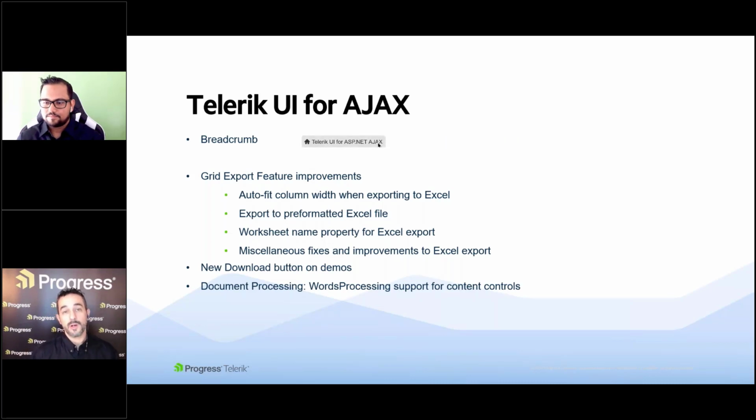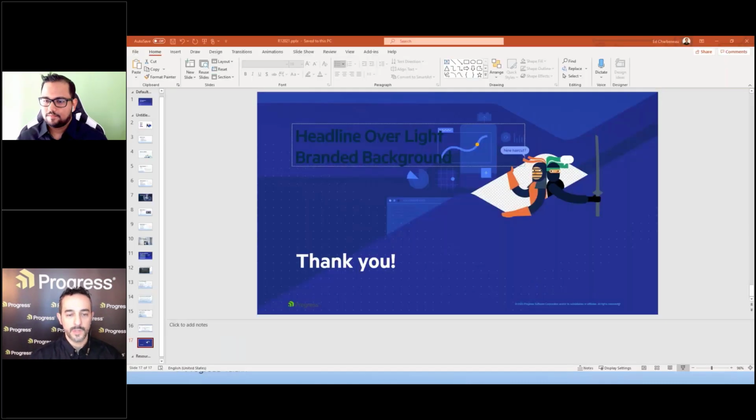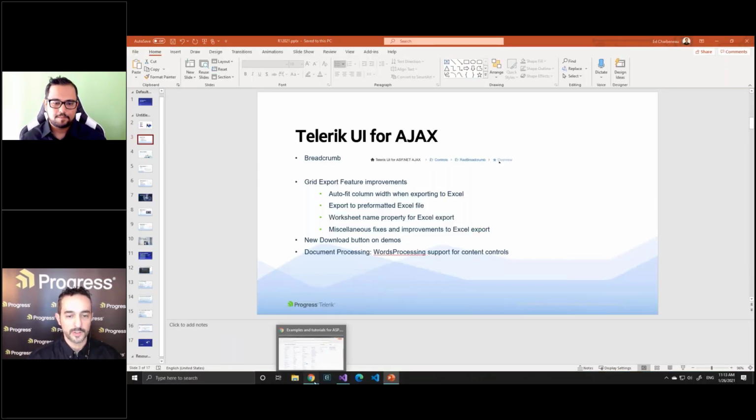And then on all of our products, Ajax included, we've updated our document processing libraries to support word processing. So in Word, there's content controls. These are UI components that are built into the Microsoft Word document format. If you see checkboxes and inputs and those types of things inside of Word, you can now manipulate those with the document processing library. This allows you to set up things like templates, and we can show you a quick demo of that in just a few minutes.